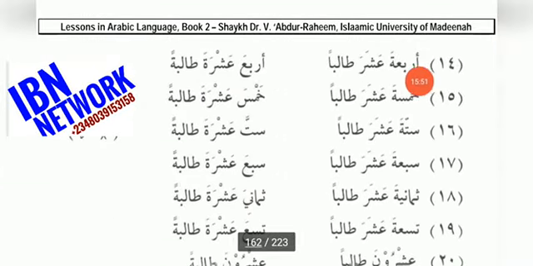So we say arba'ata ashara taliban. That is 14 male students. Arba'a asharata talibatan. That is 14 female students. Khamsata ashara طالبا, 15 male students. Khamsa asharata طالبة, 15 female students.